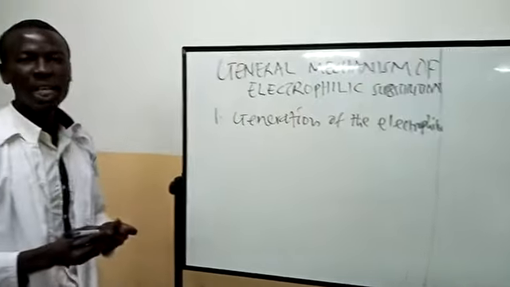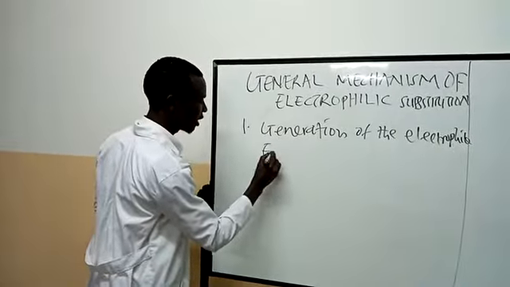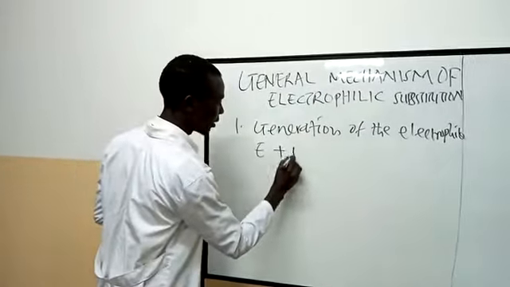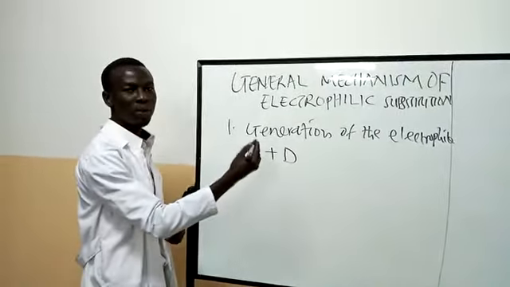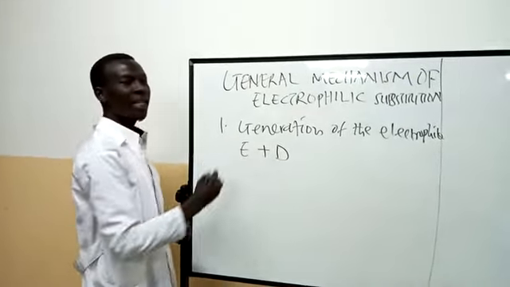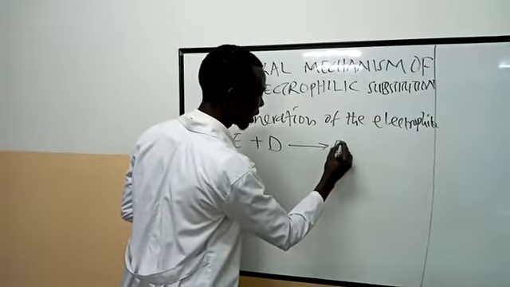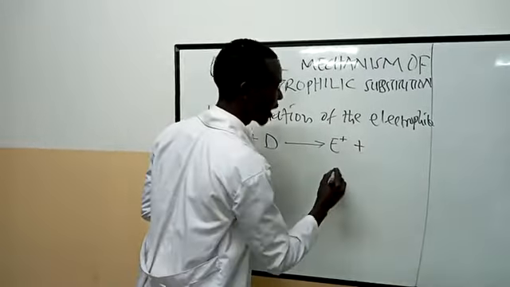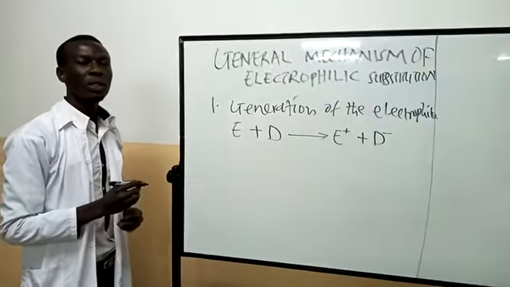And how do we generate the electrophile? We simply react a reagent. Say the reagent is E plus a catalyst, say D. And what do we form? An electron pair is transferred from the reagent to the catalyst. So we shall have the reagent has lost electrons, therefore it is positively charged, and the catalyst has gained electrons, therefore it is negatively charged. That is the first step.